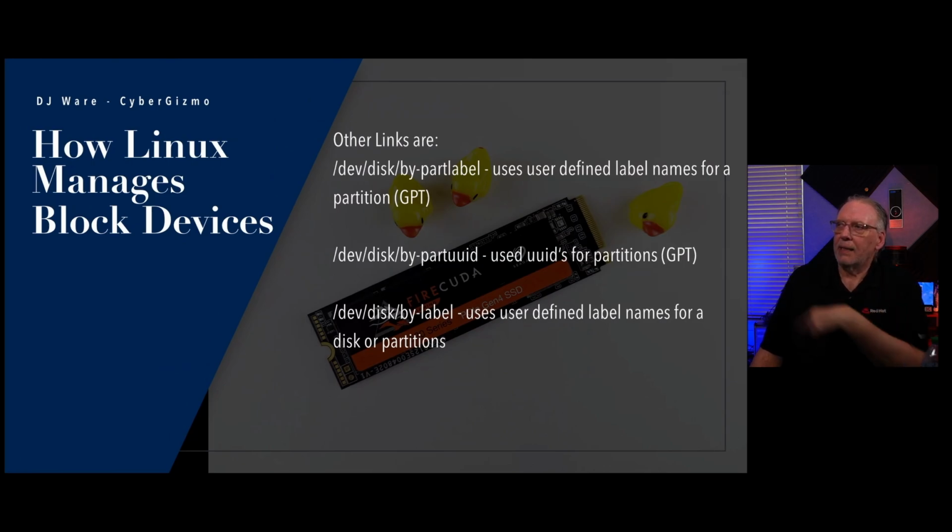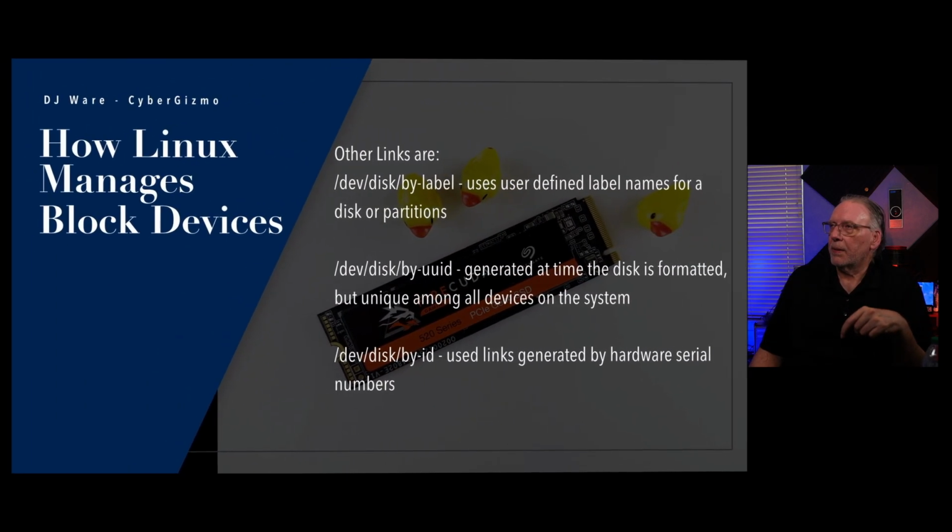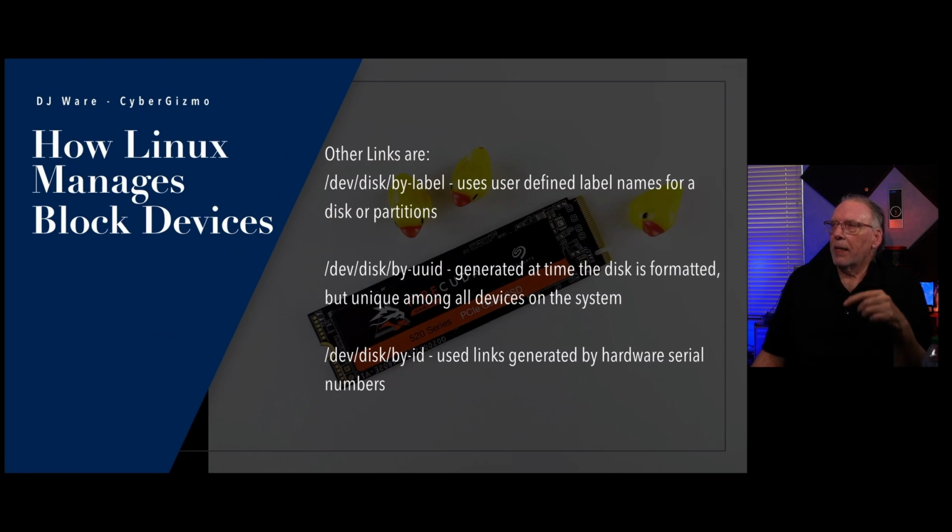There's a /dev/disk/by-label, and those are defined labels for disks or partitions. Similar to the part label, the label is at the drive level, but it can also be used for partitions too. Then by-uuid. With UUID, you can assign a unique identifier, and each partition will carry that, so you can then use that to mount the file system as well.